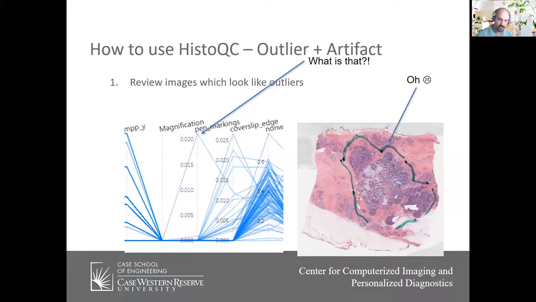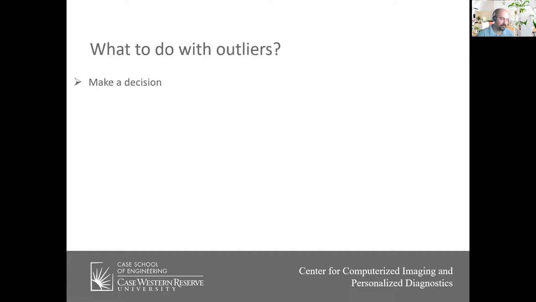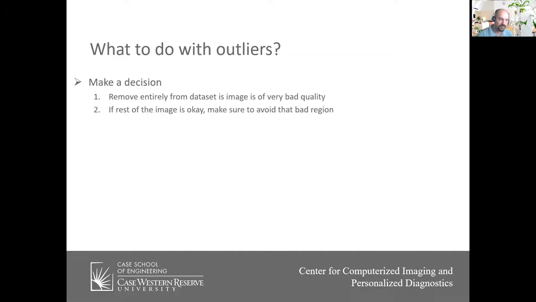Maybe we can't use it for our study because if we know there's a pen marking, we already know that there's a cancer there. What can we do with these outliers? We basically just make a decision. If it's very, very poor quality, we simply remove it from the entire cohort. If the rest of the image is okay, we can make sure to avoid that bad region.